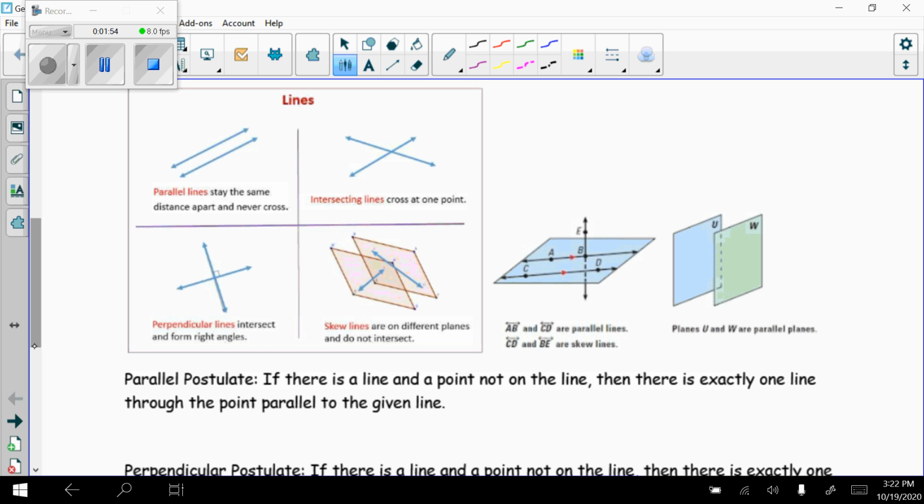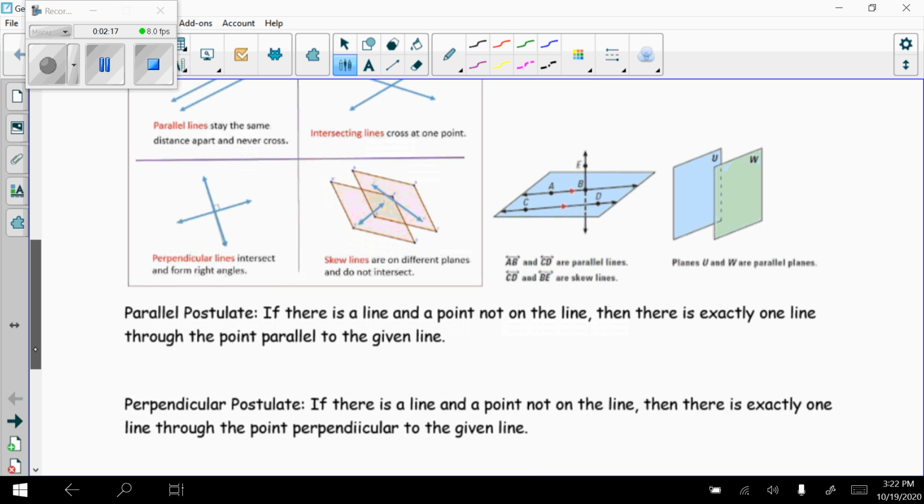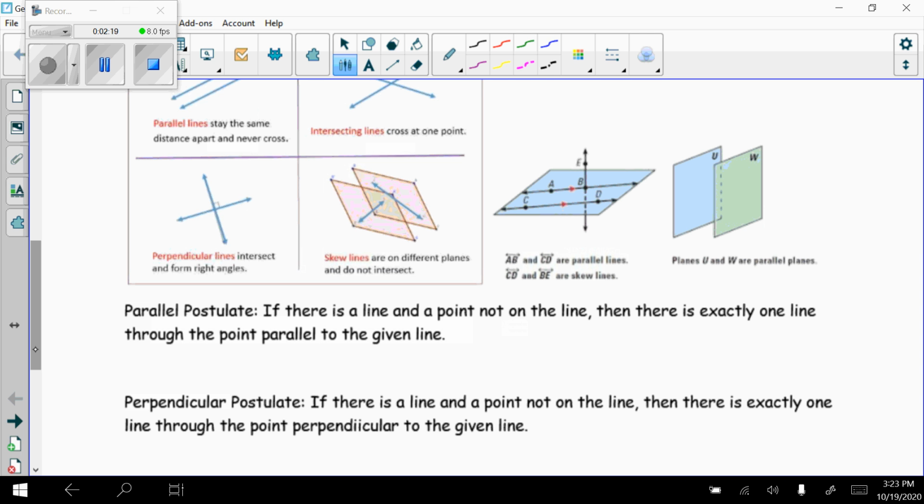So line AB and line CD are parallel lines because they're in the same plane and never intersect. Line CD and line BE are skew lines because they are not in the same plane and therefore will never intersect. And then an example of parallel planes. Planes U and W are parallel planes. When we talked about planes at the beginning of chapter 1, we talked about planes that would never intersect. Real life examples such as the ceiling and the floor.